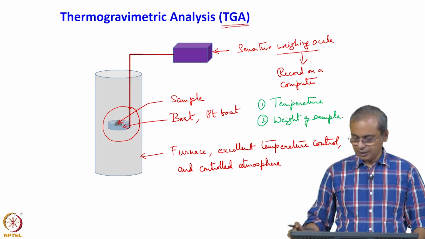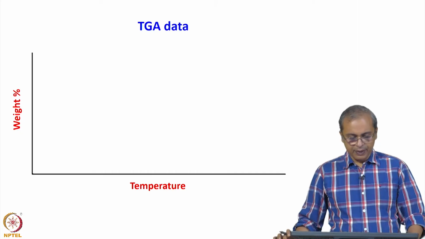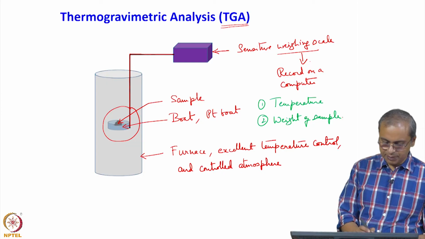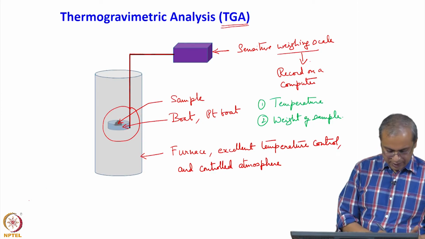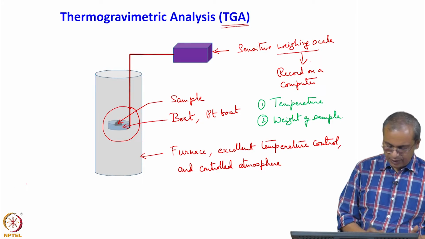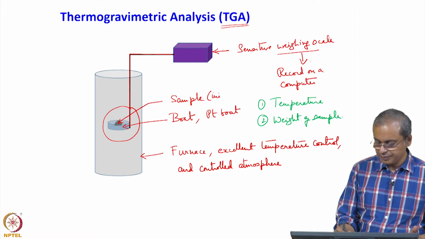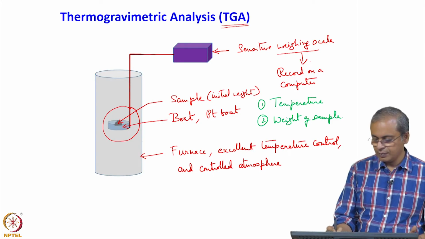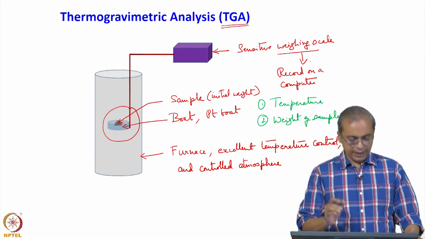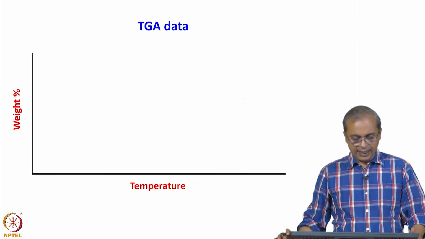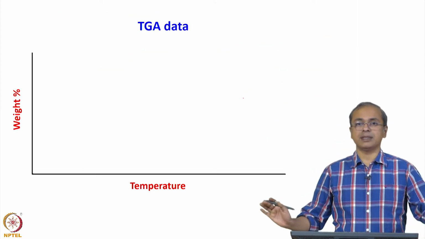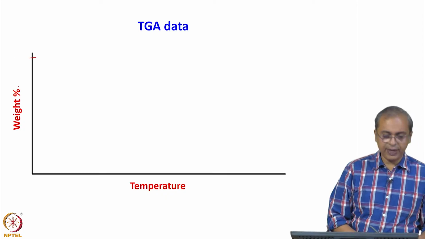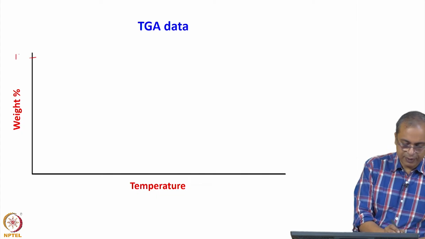As I said, you can control the atmosphere. So, basically you put some weight of sample inside there. You measure its initial weight, and the system will record it. That initial weight is set at 100%. So, that is 100% of the sample.